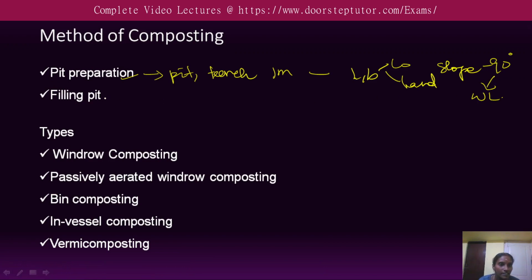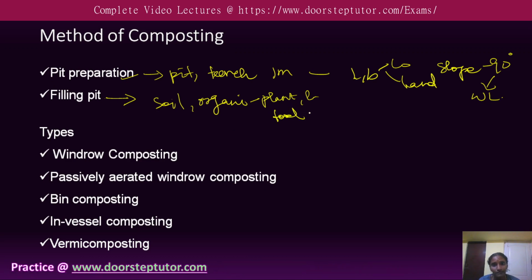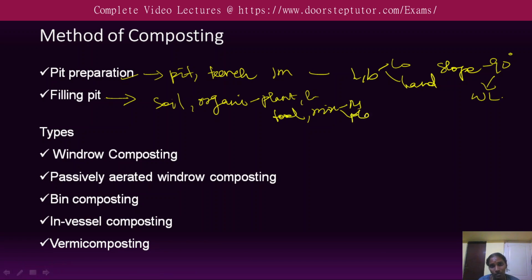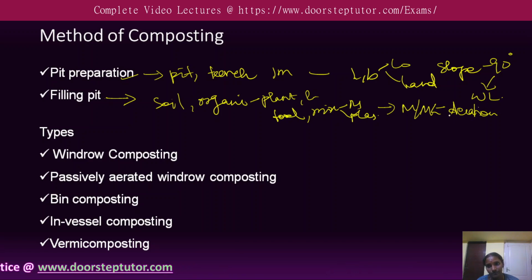And then the filling material. Usually in composting, the soil as well as the organic residues, like plant and leaf litter, and also the food waste, and also the mixture of waste consisting of metal, plastics, are all used in the composting, and were filled alternately. Then it is mechanically or manually aerated, depending upon the type of composting we use. And also by sprinkling water, we need to maintain the moisture content.